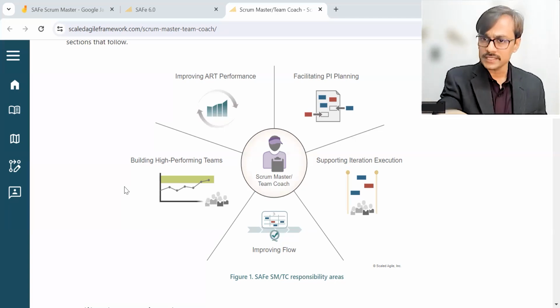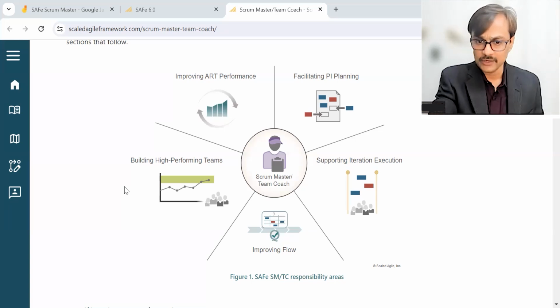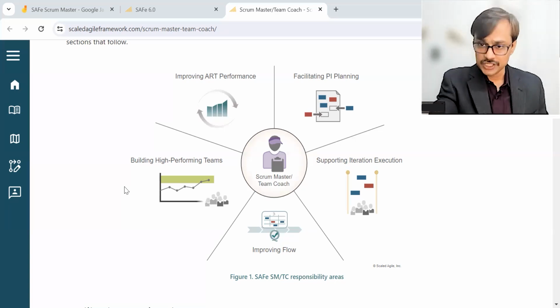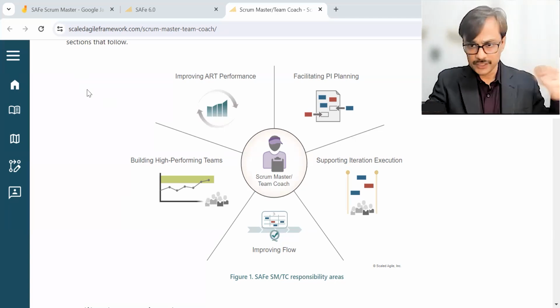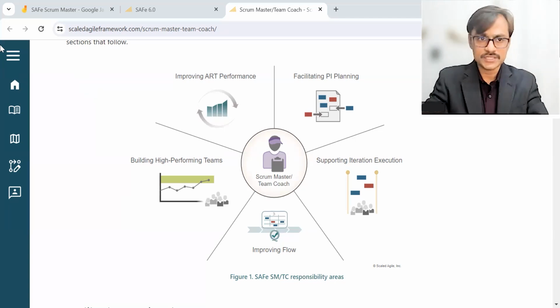We will go through all these 5 parameters, the 5 wheels of SAFe Scrum Master / team coach responsibility. But before that, a little bit of introduction of SAFe, and then we come directly here. In between, whenever you have a query, feel free to raise your hand or unmute yourself and we will get started with that conversation.